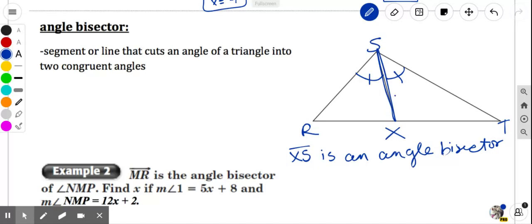So these two are equal. If I gave you 2 algebraic expressions, they'd be equal to each other. If I said this one was 50, then this one would be 50. They're equal. That's what an angle bisector does, gives you congruent angles.